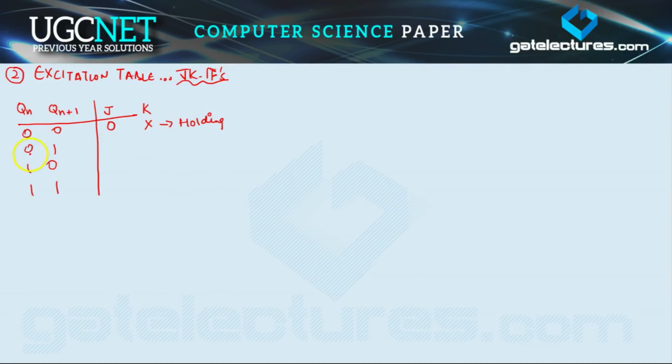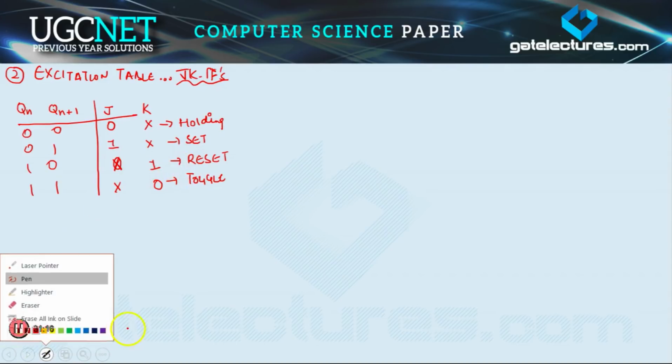If the previous state is 0 and the next state is 1, then it is 1, don't care. Then this is a set state, or you can say set mode. For 1, 0, if the previous state is 1 and the next state is 0, then it would be don't care and 1. So this is a reset. And if 1, 1 is here, then this is a don't care and this is 0. This is a toggle. This is toggling.